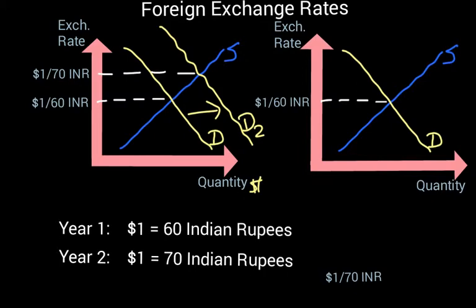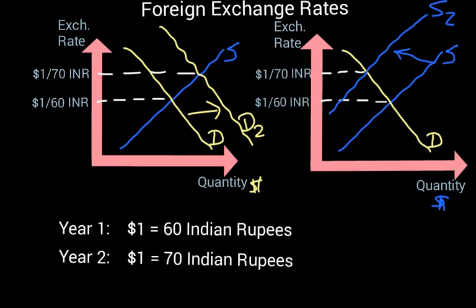In the graph on the right, we can see another reason why the dollar has increased in value. You can also shift the supply curve to the left. So if there's a lower supply of dollars, then the value of the dollar will increase as well. As you can see, that equilibrium is here now. And so in this case, we can also get to an exchange rate of $1 equals 70 Indian rupees.